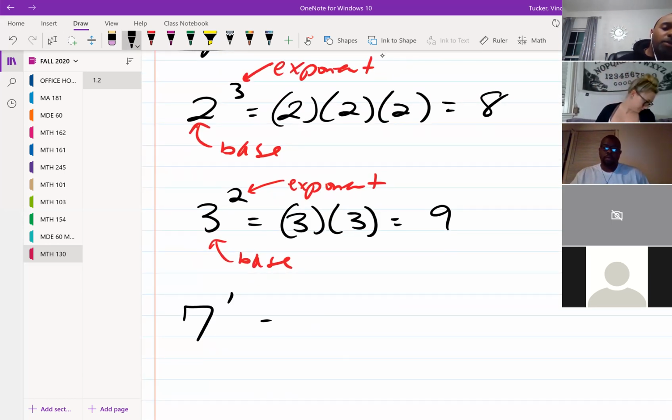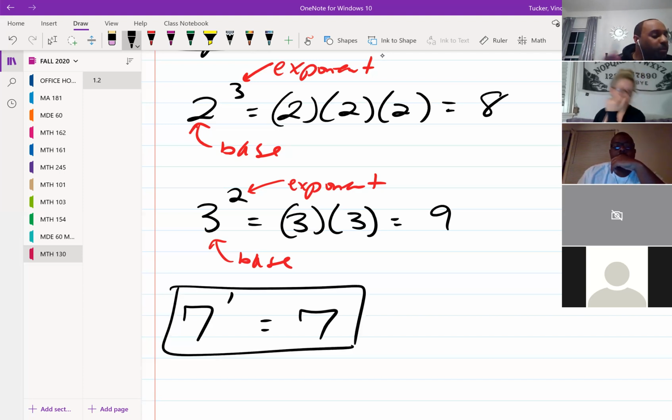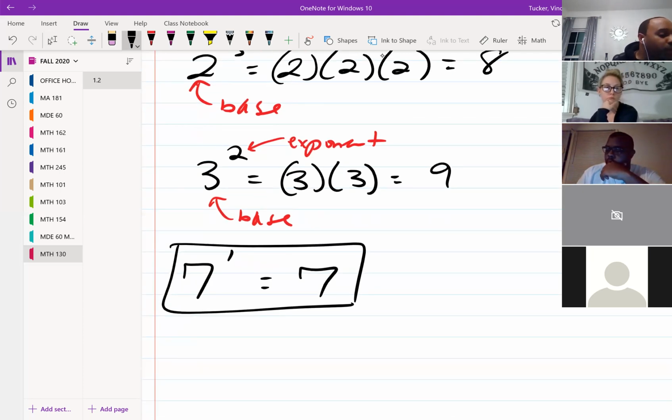7 to the first power is going to be itself. It's just 7. So anything to the first power will be itself. And so it's also understood that if you see a number that does not have an exponent, there's a 1 there. That relationship will come into play later on, that you know there's a 1 there for the exponent.